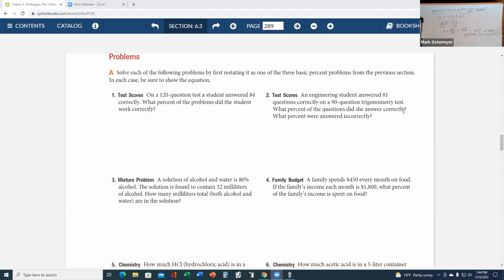This problem is very, very similar to the last problem. So I want you to set up an equation. Now, everybody set up an equation for number 2, and we're going to solve that equation to answer this question. On a 90-question trigonometry test, 81 questions were answered correctly. What percent does that represent? See if we can set up an equation.